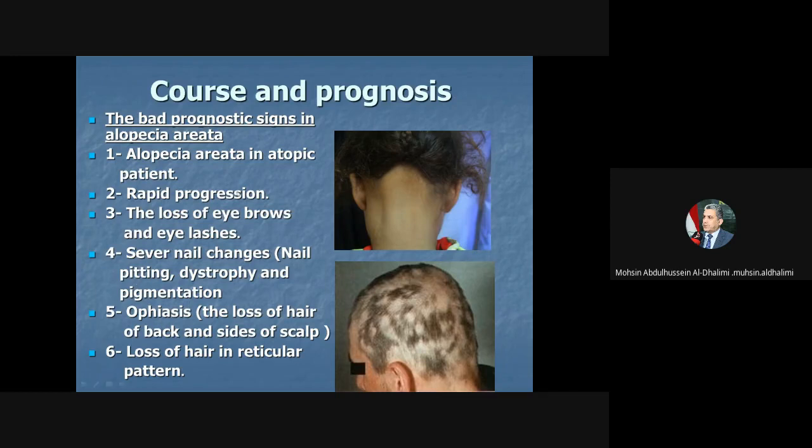مثلا patients اللي عنده يعني atopic with alopecia areata نتوقع علاجه صعب. Rapid progression of the lesions, more than one lesion that arise rapidly. Eyebrows and eyelashes need long time to regrow. Association with nail changes. Ophiasis معناها alopecia areata that occurs at the border of the scalp. This area is very difficult to be treated.